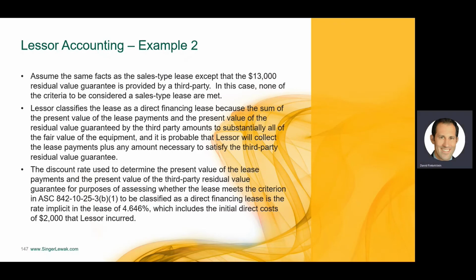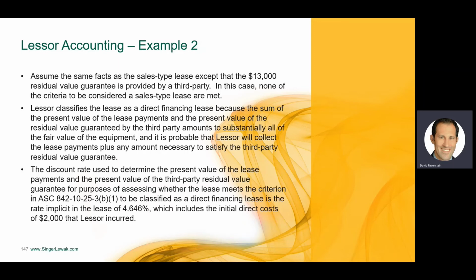So now let's go over this example. For example 2, we're going to assume the same facts as we had as the sales type lease in example 1, except that the $13,000 residual value was provided by a third party. In this case, none of the criteria to be considered a sales type lease were met.